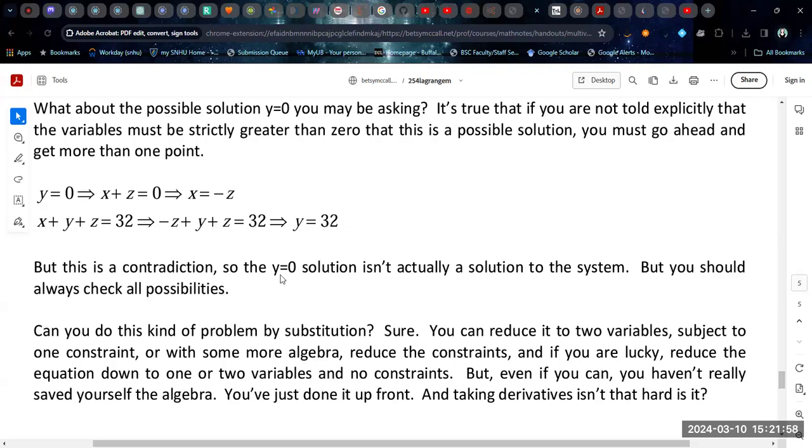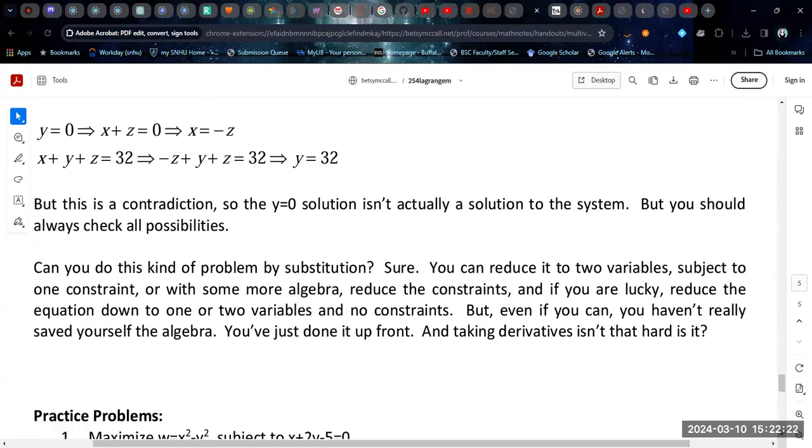But this is a contradiction because we started out by saying y was 0, and we plugged that into one of the constraints, and we got x was equal to negative z, and then we plugged that into the second constraint, and that's what led us to y is 32. So it is not possible to satisfy both of these constraints with the y equals 0 case, so we no longer have to worry about it. Our condition was an or. We do have to check it to see if it works, because in theory, you could have more than one optimal solution. But in this case, it turns out that y equals 0 solution does not actually produce viable optima.